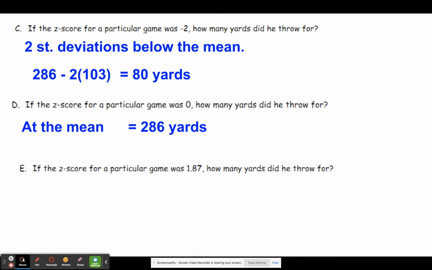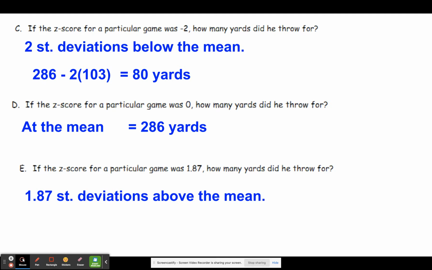If the z-score for a particular game was 1.87, how many yards did he throw for? So 1.87 means that he was 1.87 standard deviations above the mean. So again, the way that we can calculate that is to take the mean and add 1.87 standard deviations to that. So 286 plus 1.87 times the standard deviation of 103 gives us a game of 478.61 yards.